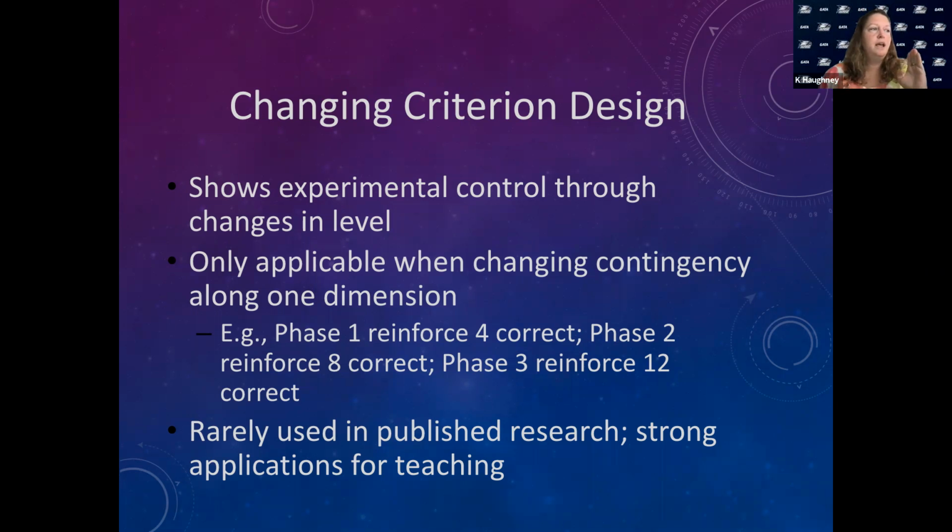So in other words, if I've got one phase and I'm reinforcing 4 correct answers, right? And that's where I am. But then I want to introduce phase 2, where I reinforce 8 correct answers, and then phase 3, where I reinforce 12 correct answers. It's more about behavior shaping and responding to the student and the condition in front of you. It's rarely used in published research, but it may be really useful for some of our EDS students. So something to consider.